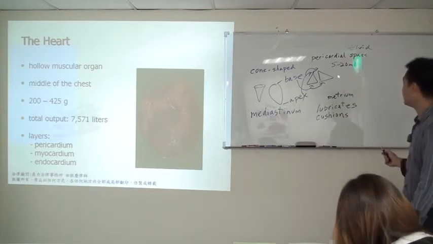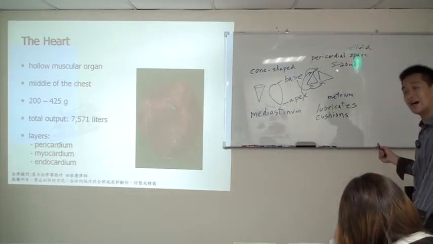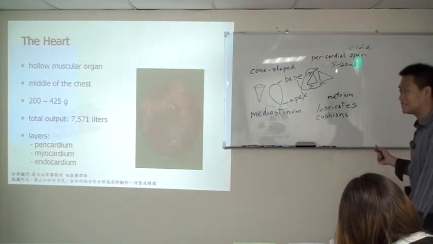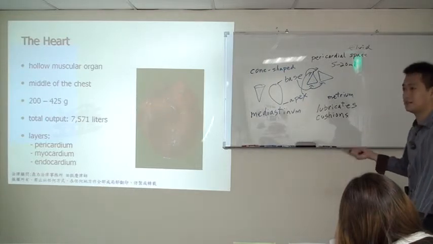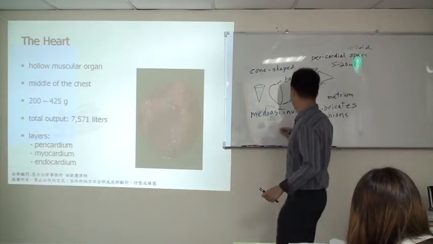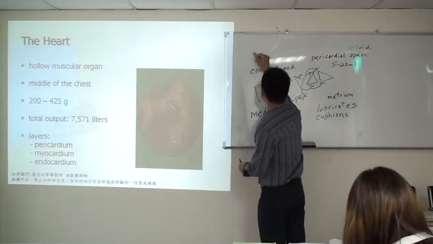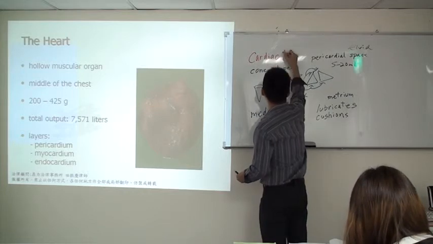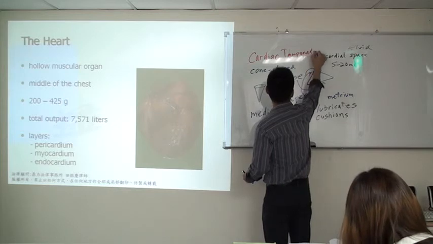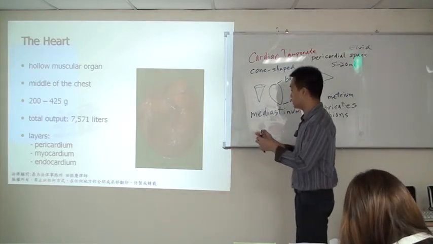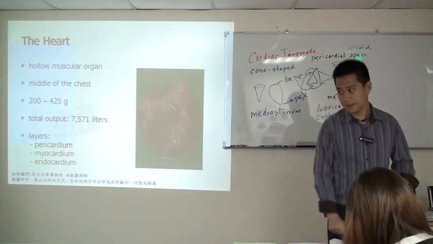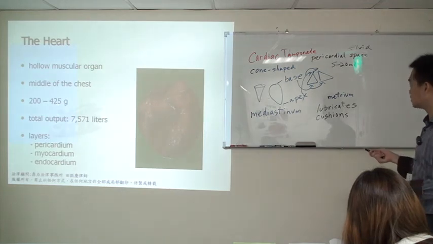So remember, there's only 5 to 20 ml. If the fluid accumulates, what do you call that condition? What is the disease if you have too much fluid there? Later on, when we go to the diseases, we call it cardiac, what? Tamponade. Okay, tamponade. That's the disease, if you accumulate too much fluid there.